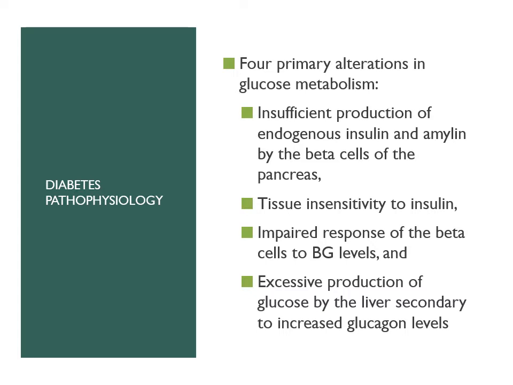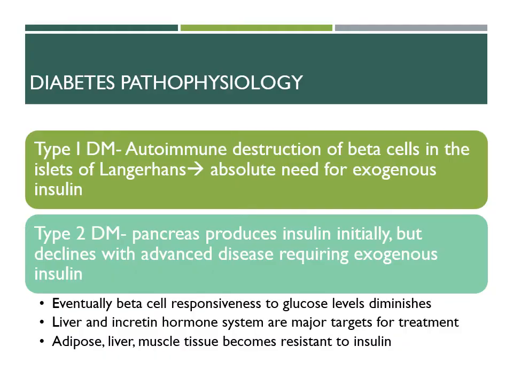So the main physiologic alteration in type 2 diabetes is insulin resistance, meaning that there's a suboptimal response of insulin-sensitive tissues, especially the liver, the muscle, and adipose tissue, to insulin. So type 1 diabetes pathophysiology involves autoimmune destruction of the beta cells in the islets of Langerhans, which means that there's an absolute need for exogenous insulin because there's no endogenous insulin produced.